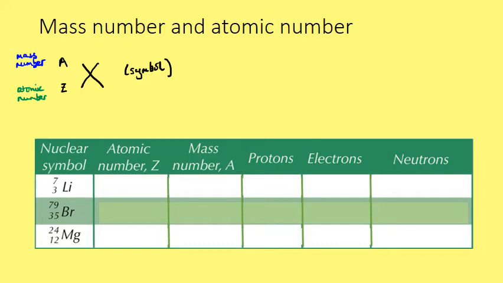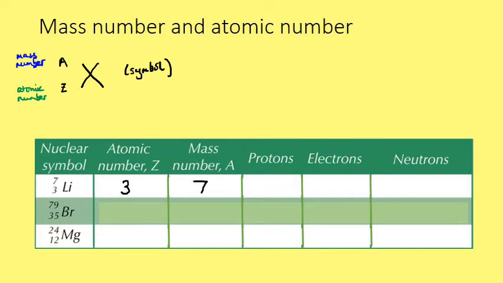So the atomic number Z is the number of protons, and that is the bottom one, and so we can fill in a 3 here from the 3 in the nuclear symbol. And the mass number is the bigger number, is the number of protons and neutrons, you'll remember. So we can fill in a 7 here for lithium.